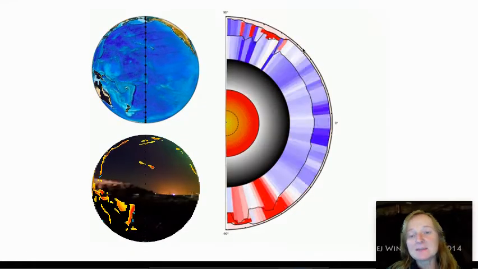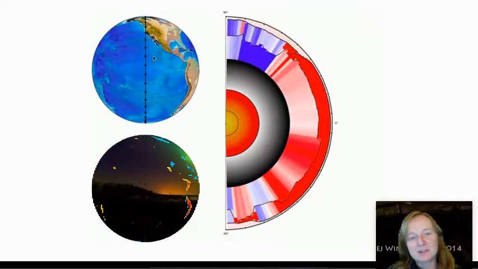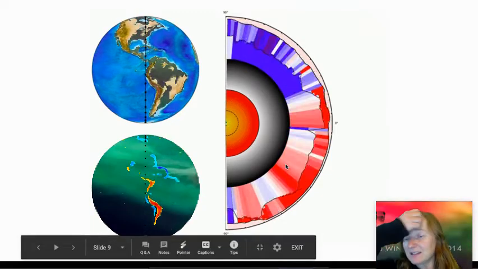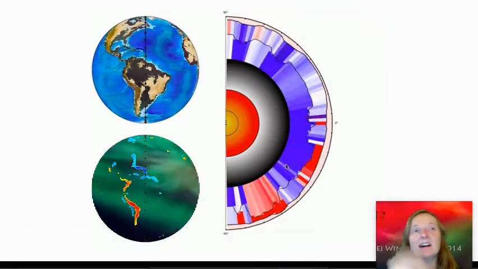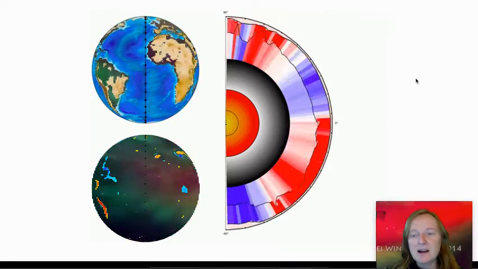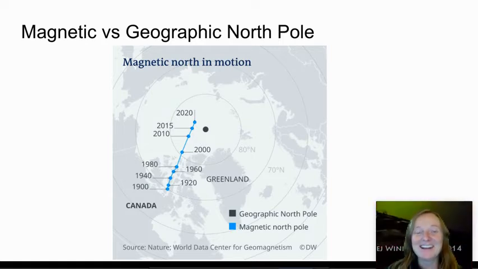Okay, here's some more data from the Swarm. So what we have here is, here's what we usually see. Here's our magnetic field, and we're going to see that that magnetic field is changing. It's not like that first drawing, something super simple. And what this is helping us track is the movement of the magnetic North Pole.